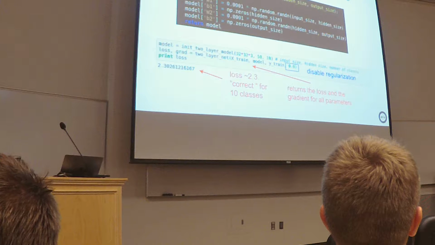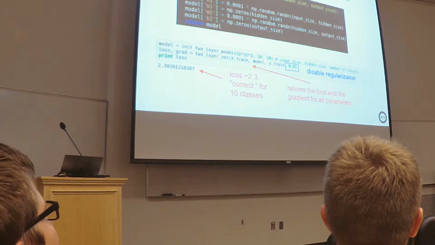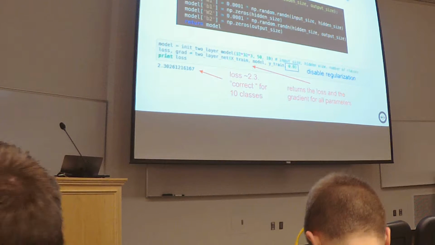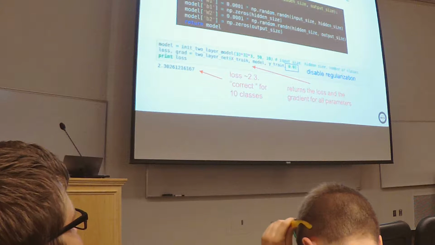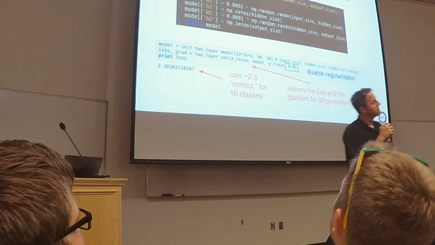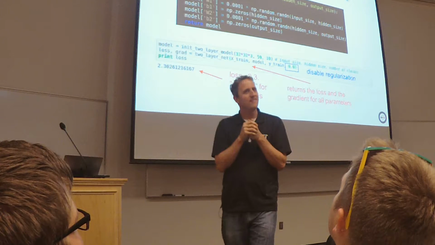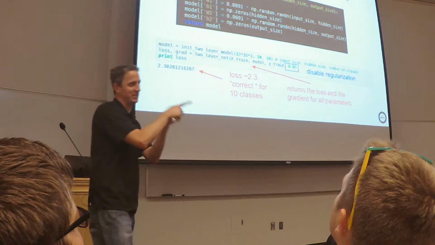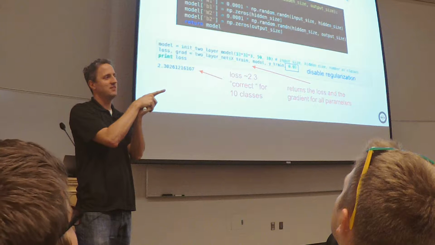The natural log of 10 is basically that number. But why is that right? Because when we do the softmax, we read all these exponentiations, and 10 is the number of classes that we have. Okay, you're onto something. 10 is the number of classes.